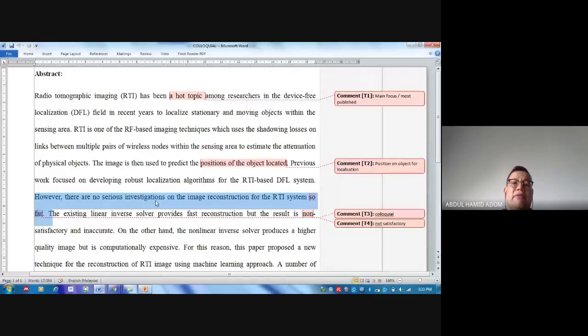However, there are no serious investigations on the image reconstruction for the RTI system so far. "So far" at the end there is very colloquial. It's like you're talking to your friend. So this, you cannot do. You should say, however, at present, there are no serious investigations on the image reconstruction for the RTI system. The phrase "so far" is a colloquial term, and usually we do not use colloquial terms in a technical report.